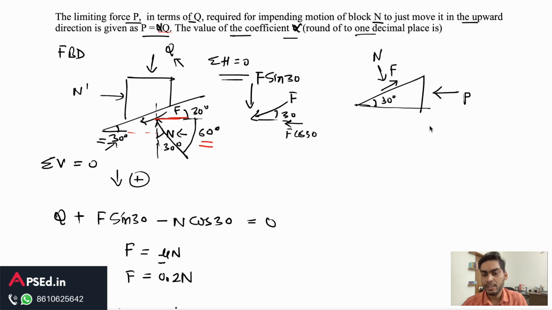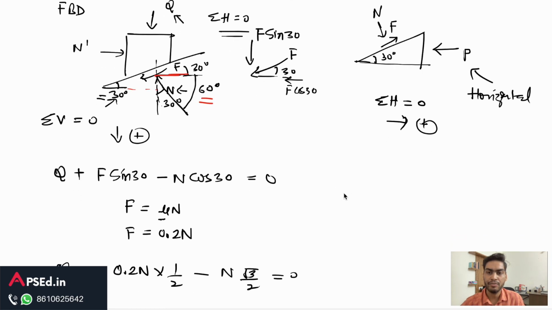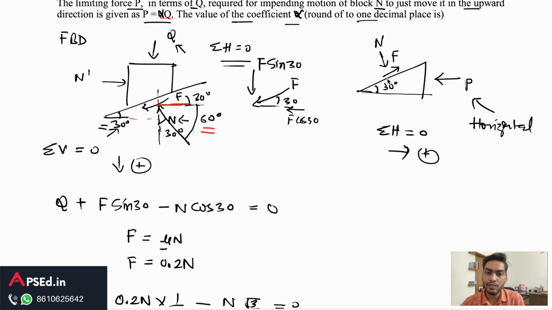Now let's come to the wedge part. On this wedge, again we can write an equilibrium equation, but here because this force P is horizontal, we will be considering the horizontal equilibrium. Summation of horizontal forces equal to 0, and let's say we are taking the rightward direction as positive. So again we'll need the angles here. Friction is acting at 30 degrees from horizontal, and for this normal force, because the earlier angle here was 30 degrees, here also between perpendicular and normal, this angle would be 30 degrees.